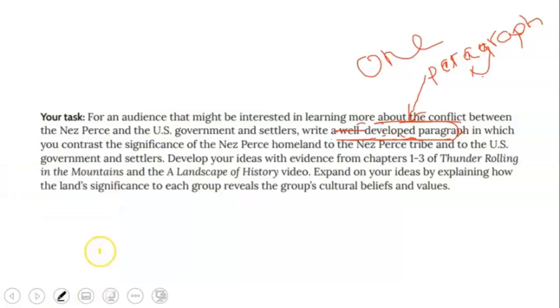Highlighter. Okay. In which you contrast the significance. So contrast, looking at the differences of the significance. So what the Nez Perce homeland means to the Nez Perce tribe and to the U.S. government and settlers.